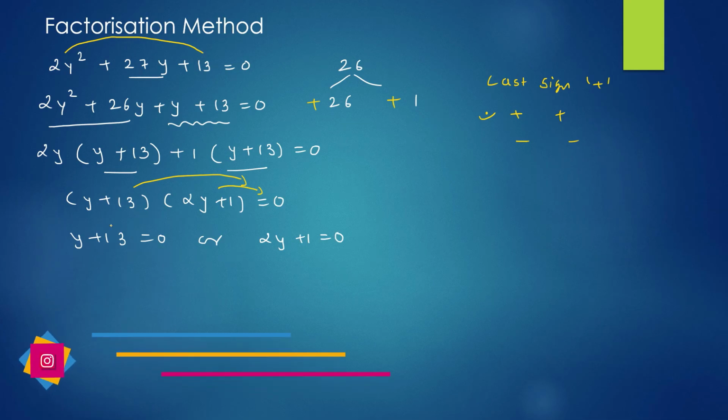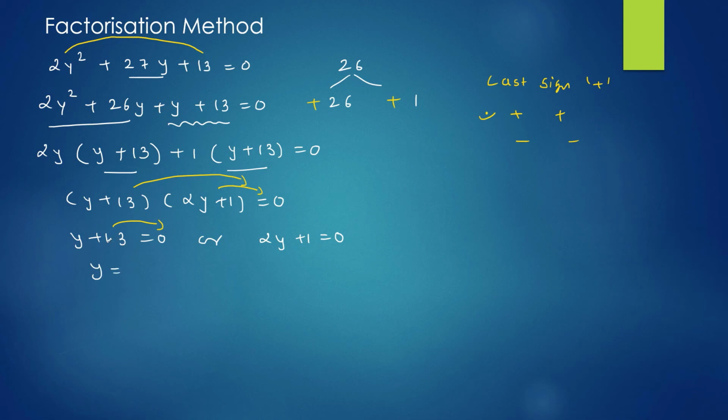So we will first solve. 13 will go to the right side, so your answer will be y equal to positive 13 will become negative 13, or this positive 1 will go to the right side, your answer will be 2y is equal to minus 1, and this 2 will go to the divide side, so your answer will be y equal to minus 1 divided by 2. So your final answer will be y equal to minus 13 or minus 1 upon 2.